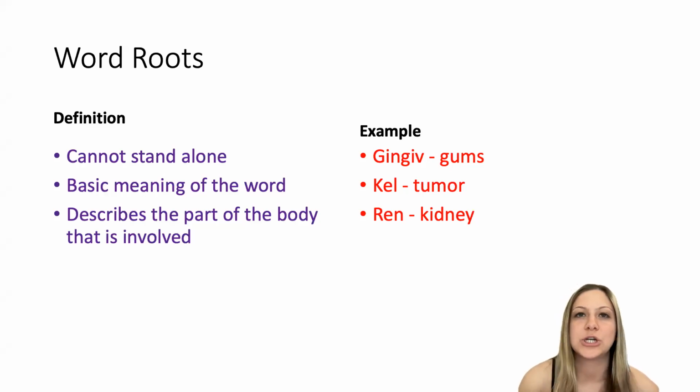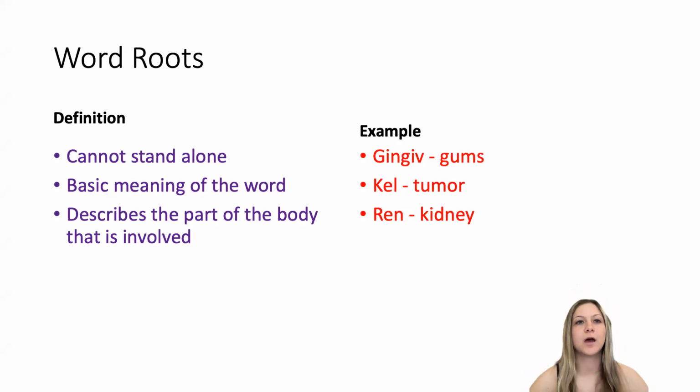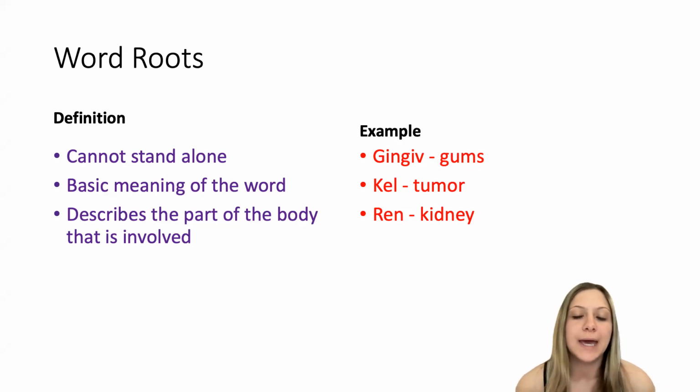For my presentation, I decided to do a PowerPoint on Zoom. So to start off, the types of word parts, there is a word root. The definition is cannot stand alone, basic meaning of the word, and it describes a part of the body that is involved. For an example, gingiv means gums, kel means tumor, and ren means kidney.